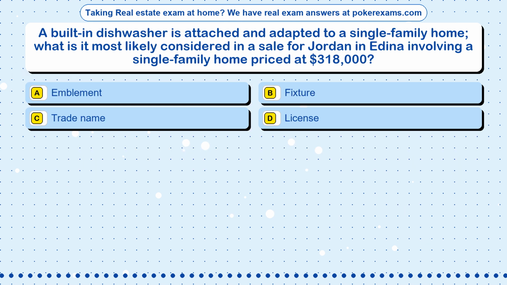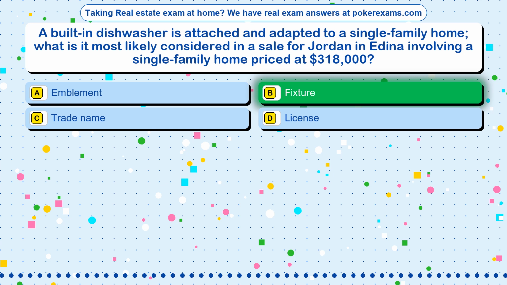Question 54. A built-in dishwasher is attached and adapted to a single-family home. What is it most likely considered in a sale for Jordan in Edina involving a single-family home priced at $318,000? Option A, emblement. Option B, fixture. Option C, trade name. Option D, license.